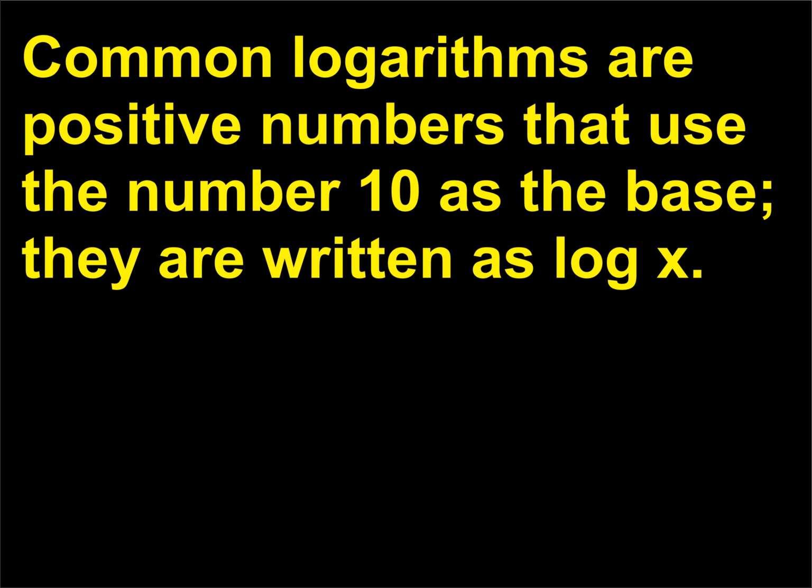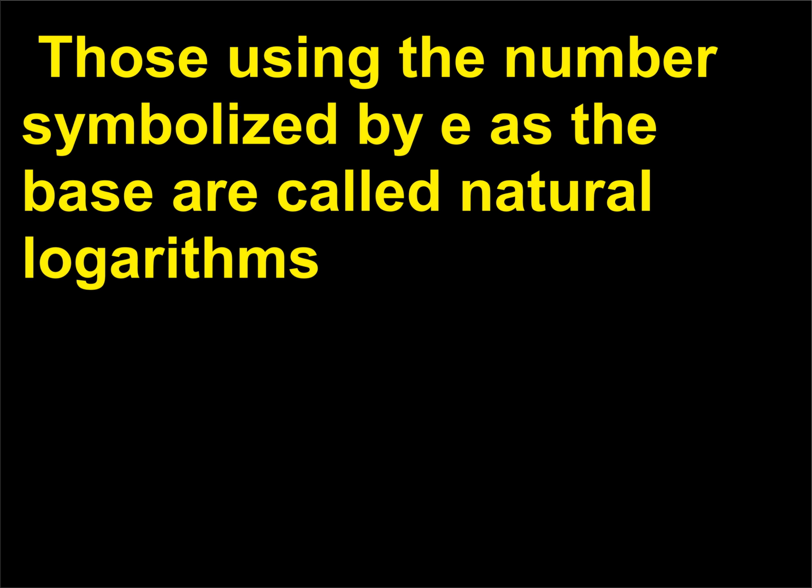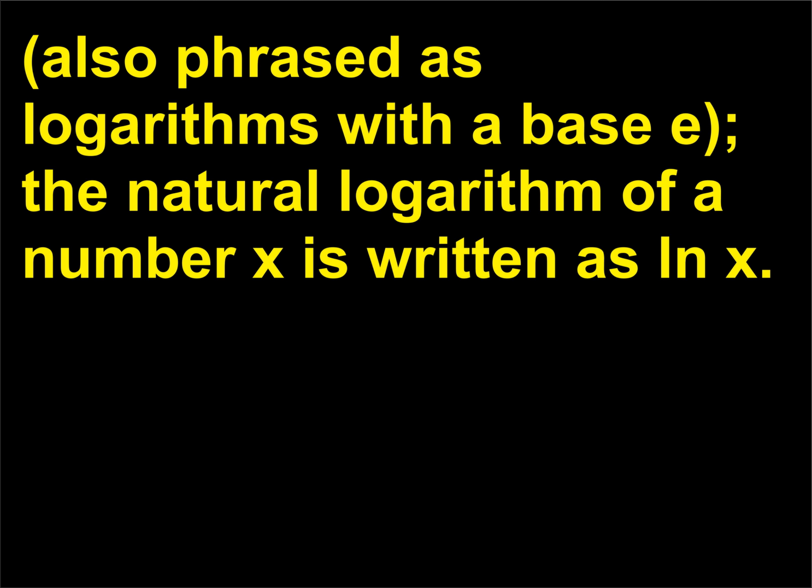Common logarithms are positive numbers that use the number 10 as the base. They are written as log x. Those using the number symbolized by e as the base are called natural logarithms. Also phrased as logarithms with a base e, the natural logarithm of a number x is written as ln x.